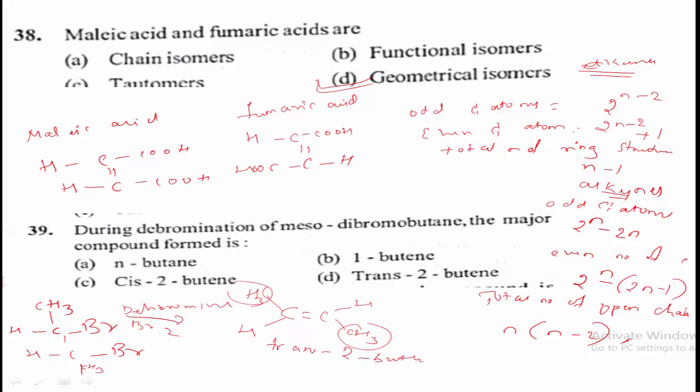And another product, the cis form of 2-butene, is also observed. But between trans 2-butene and cis 2-butene, trans 2-butene is the major product. Remember students, this one is the major product. Therefore, option D is the right answer.